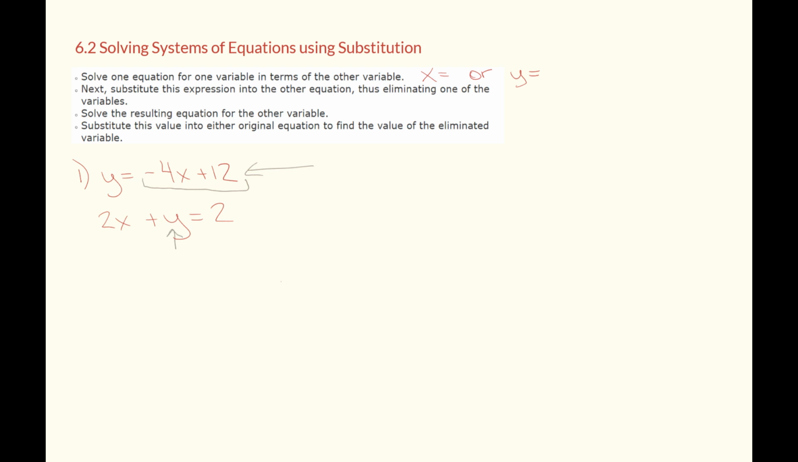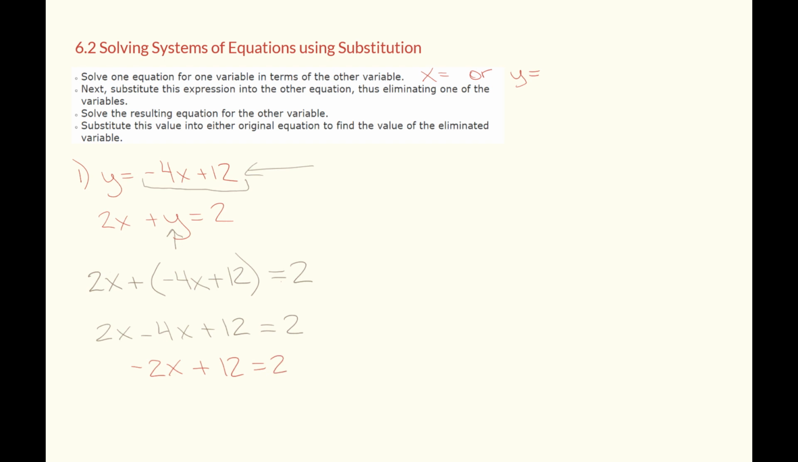So since y equals negative 4x plus 12, I can rewrite the second equation: 2x plus, but instead of y, I'm going to put what y equals, which is negative 4x plus 12, and then equals 2. You can see that I've taken what y equals and substituted it into the y in the second equation. Now you just combine like terms. So that would be 2x minus 4x plus 12 equals 2. I can combine the first two: 2x minus 4x is negative 2x, and then plus 12 equals 2.